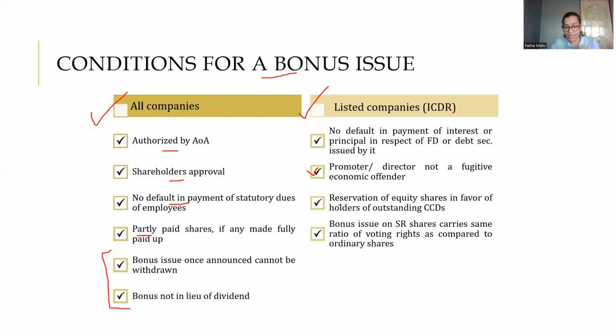Now the company will have to make the reservation today while giving bonus issue to other equity shareholders, in a similar proportion for the convertible security holders, which will be credited to them once the securities are converted into equity shares. Next, in case there are some outstanding SR shares and if bonus shares are issued to the SR shareholders, the voting right on those bonus shares should be equivalent to the ordinary shareholders. Now, this is with respect to the conditions.